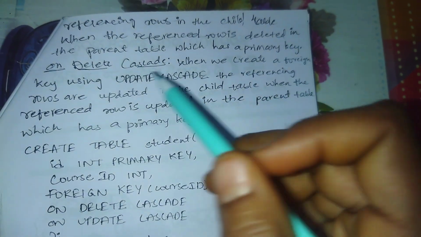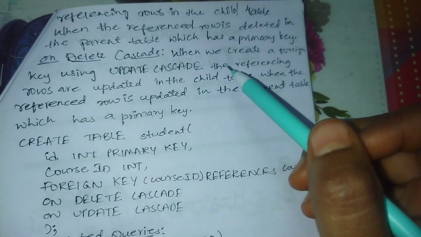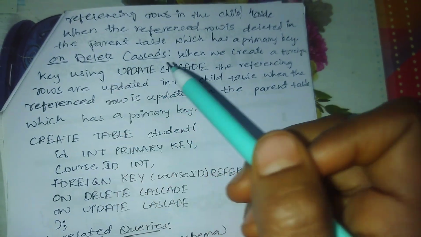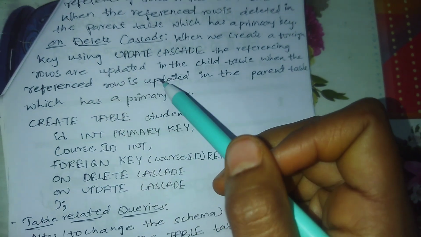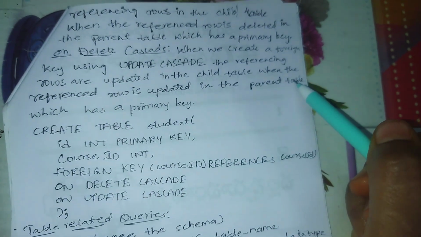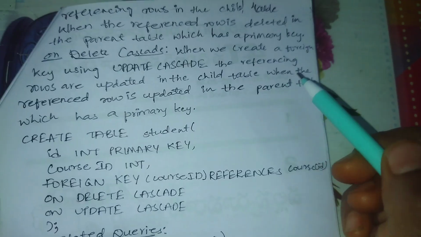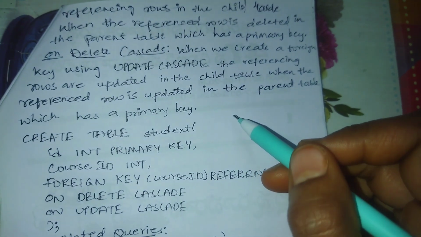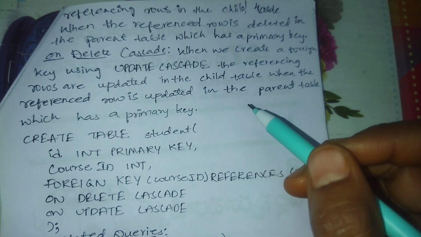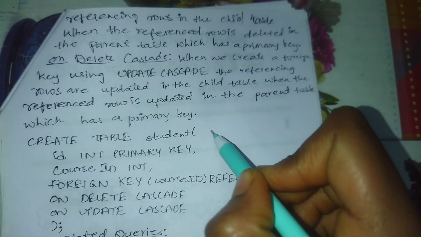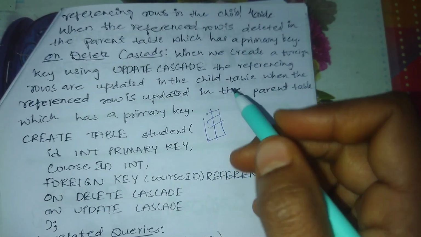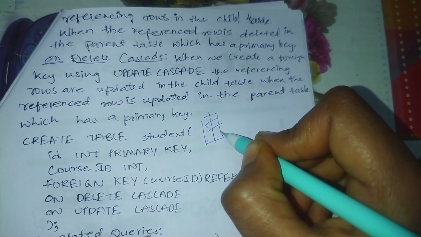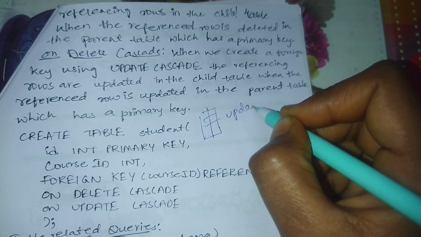On update cascade: when we create a foreign key using update cascade, the referencing rows are updated in the child table when the referenced rows are updated in the parent table. For delete cascade, the value is created in the foreign key in the first table, by using update cascade.